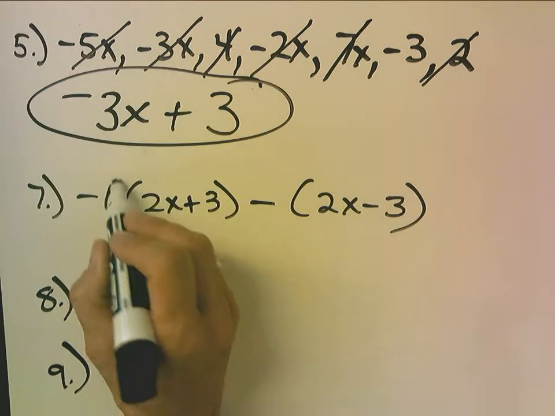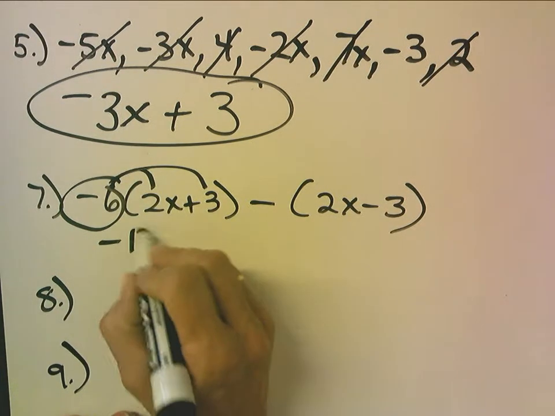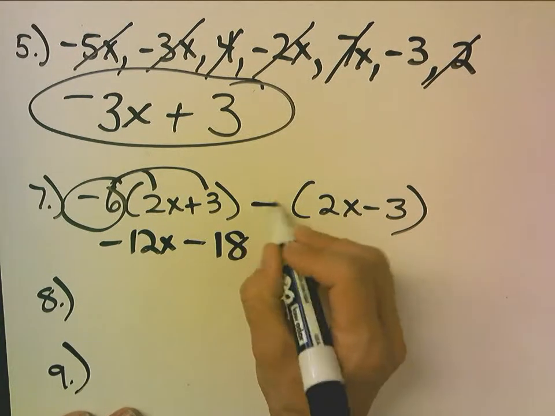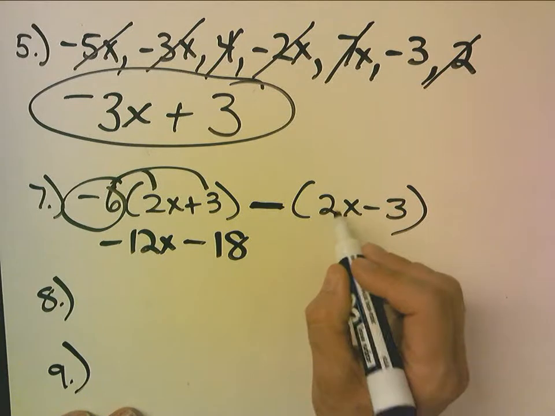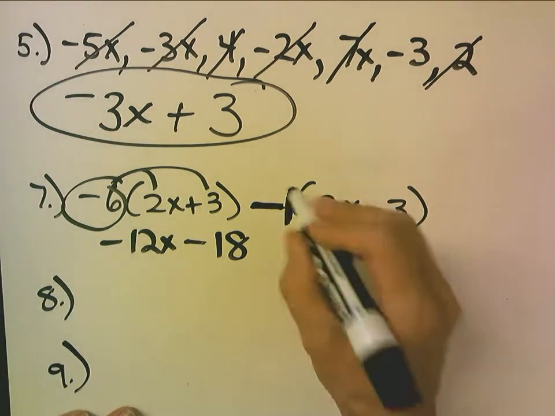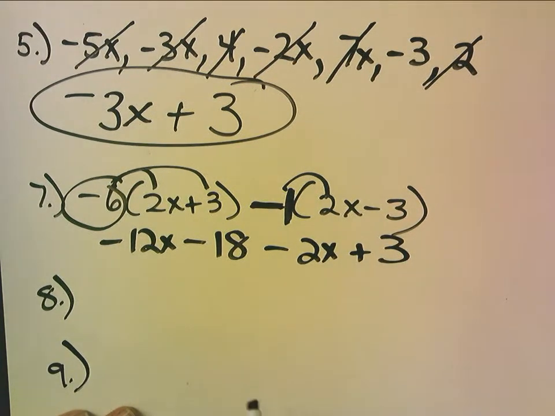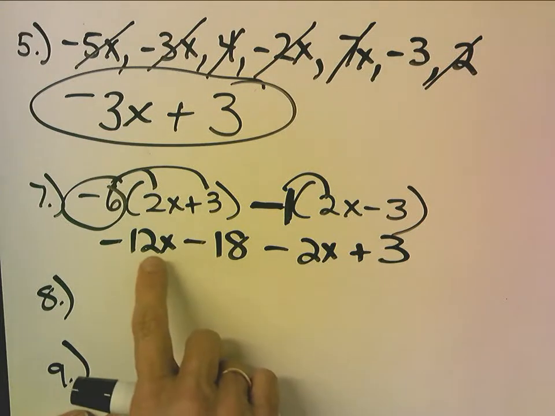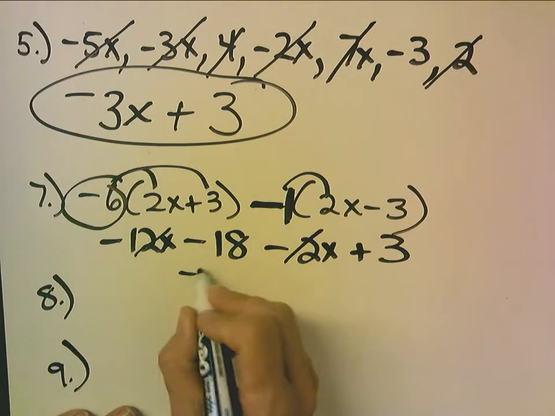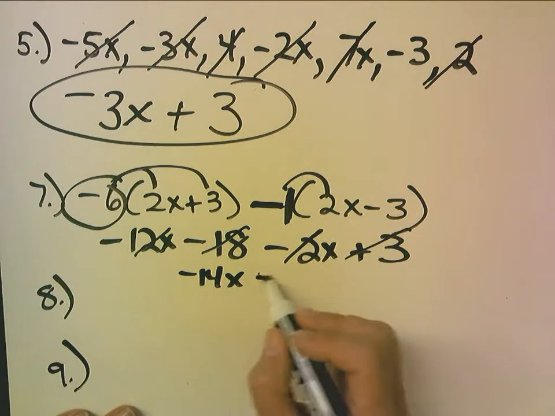Now the next one, again, I have to distribute a -6. And I get -12x minus 18. And this negative, you can just think of it as changing the sign of everything in here or making it a -1. We get -2x plus 3. Now, I'm going to combine my -12x and my -2x, and I get -14x, and -18 plus 3 is -15.